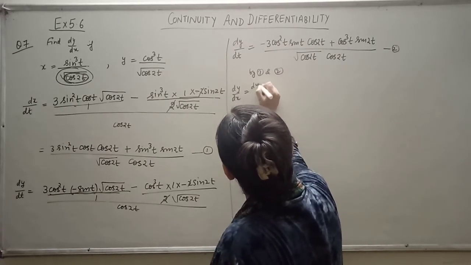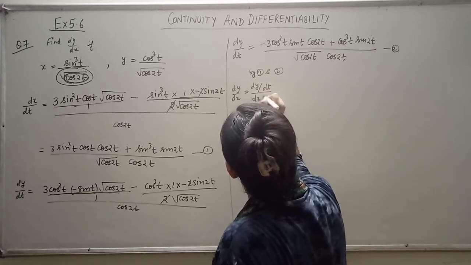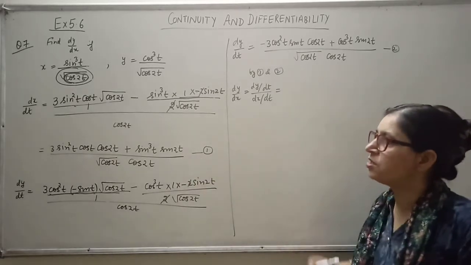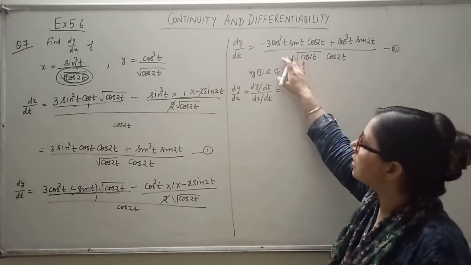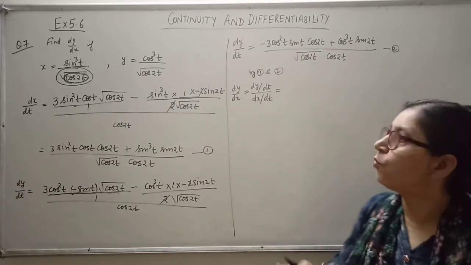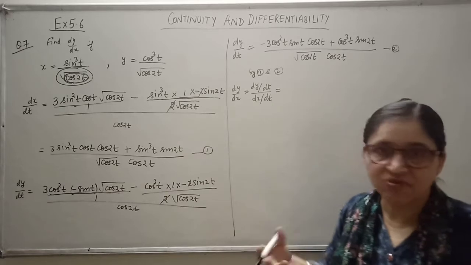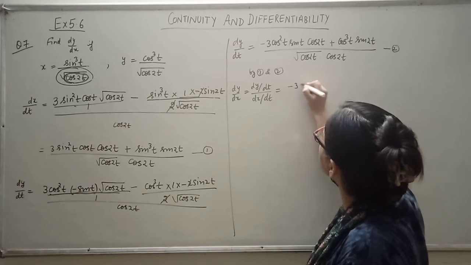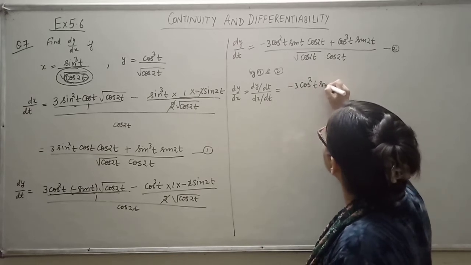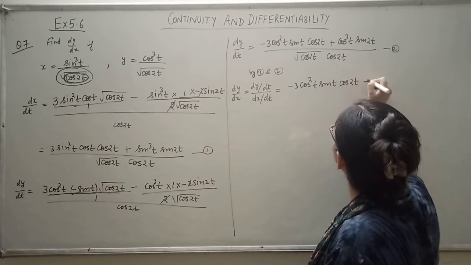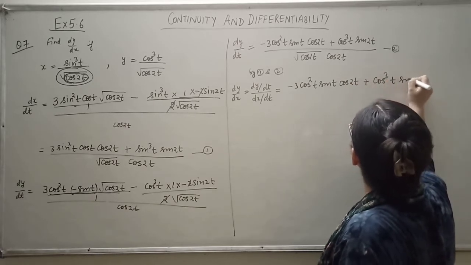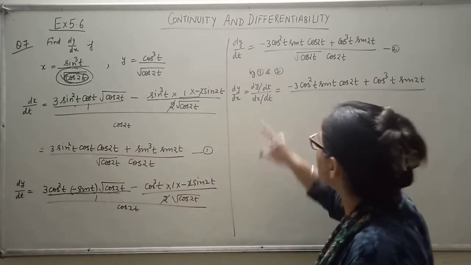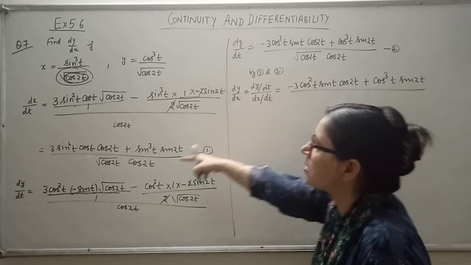We know that dy by dx is dy by dt divided by dx by dt. So dy by dt is this and dx by dt is this. Now students, first of all look here: in dy by dt and in dx by dt, both denominators are the same, so these will cancel with each other. So in dy by dt you have 3 minus 3 cos square t sin t cos 2t plus cos cube t sin 2t divided by this, and in dx by dt, since the denominators both cancelled.